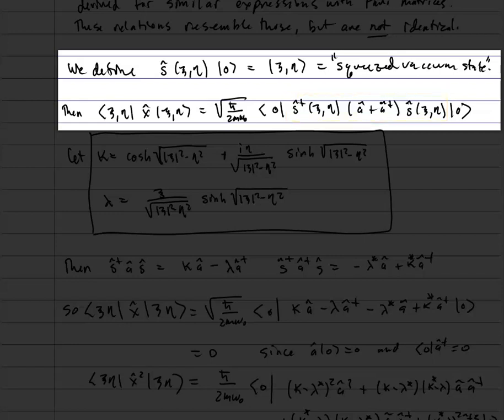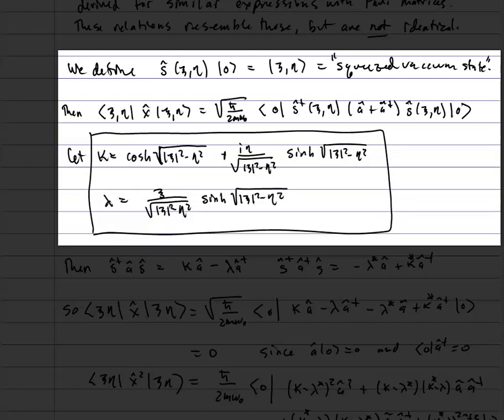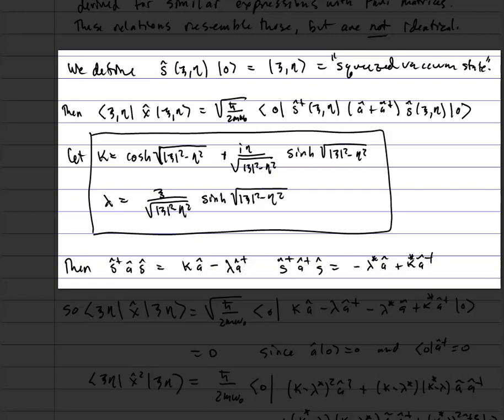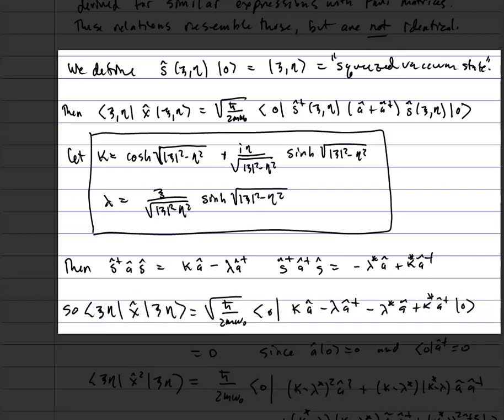To do this, because these expressions are long, we're going to define kappa to be this combination of cosh plus i eta over the square root sinh of the square root, and lambda to be c over the square root sinh of the square root. And then because S dagger A S is kappa A minus lambda A dagger, and S dagger A dagger S is minus lambda star A plus kappa star A dagger, we can immediately compute the expectation value of x in the squeezed vacuum state. We'll get a prefactor of square root of h bar over 2m omega 0.